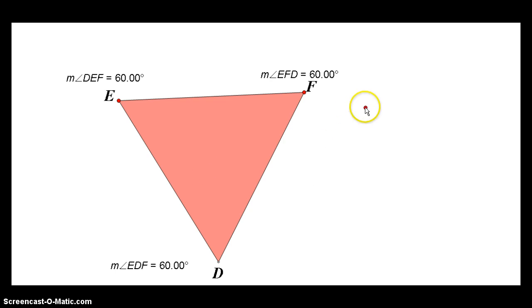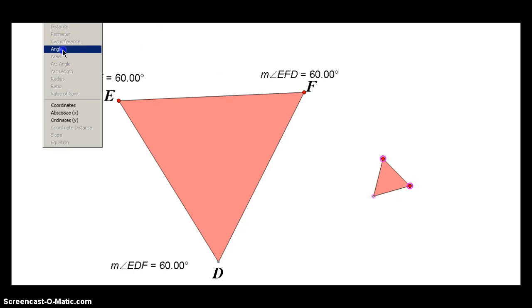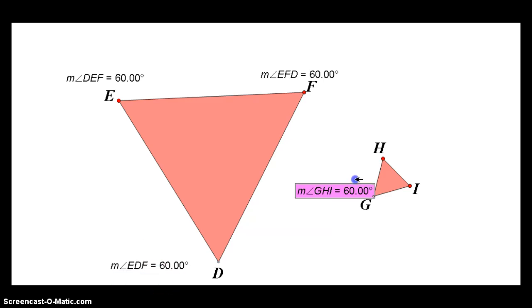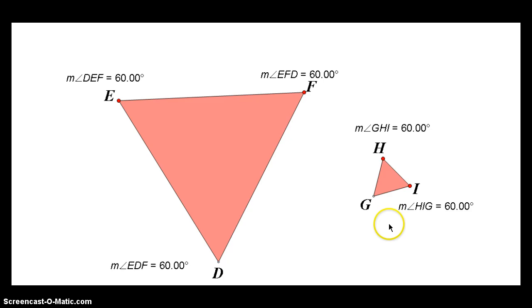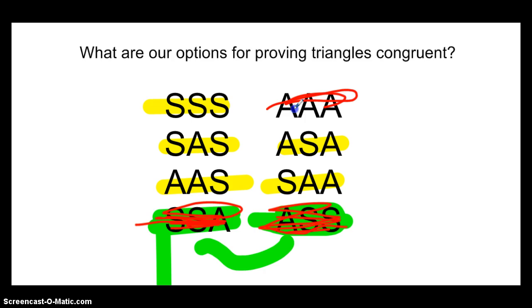So watch what I can do. I come back. Oh, look at this one. So if I measure its angles, do you think they're going to be 60? Oh, yes it is. Look at that. Boom, boom, boom. Do it one more time. Measure angle, 60. So I just made angle, angle, angle. Does angle, angle, angle show congruence? Yes or no? No. Cross it off the list.